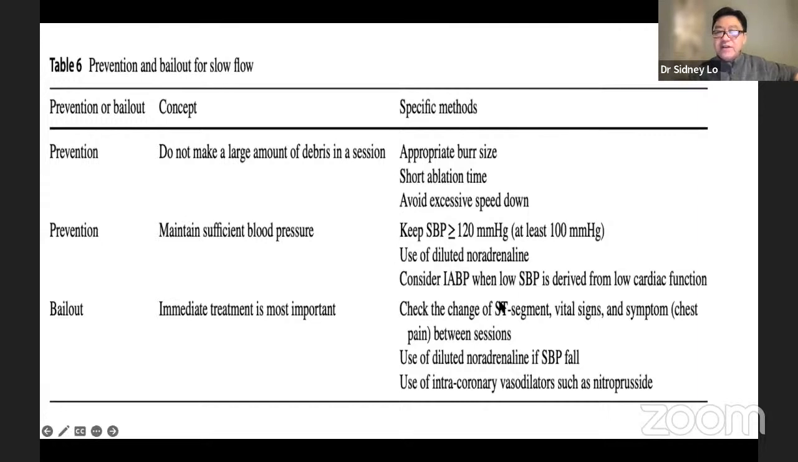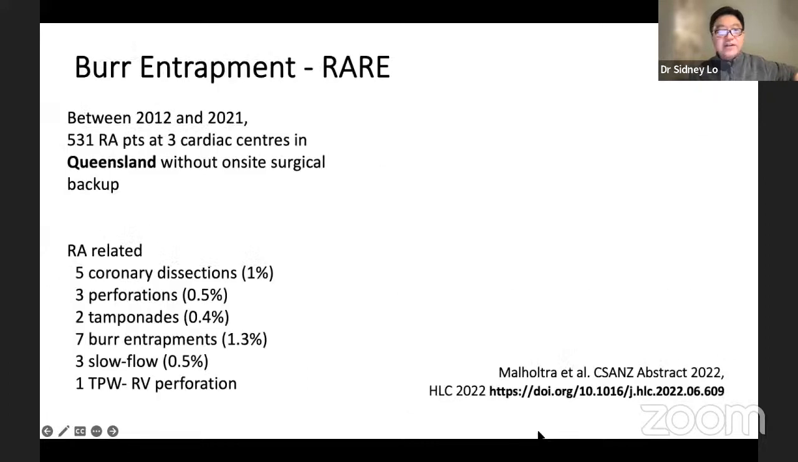This is prevention for no reflow. So perhaps noting your ablation sizes, avoiding excessive decelerations, keeping good blood pressure, pre-medication. But you would argue that maybe Impella may be good at this if you can afford it in some patients who are high risk. And immediate treatment is very important for bailout. If you're having issues, then administration of intracoronary vasodilators such as adenosine is very useful.